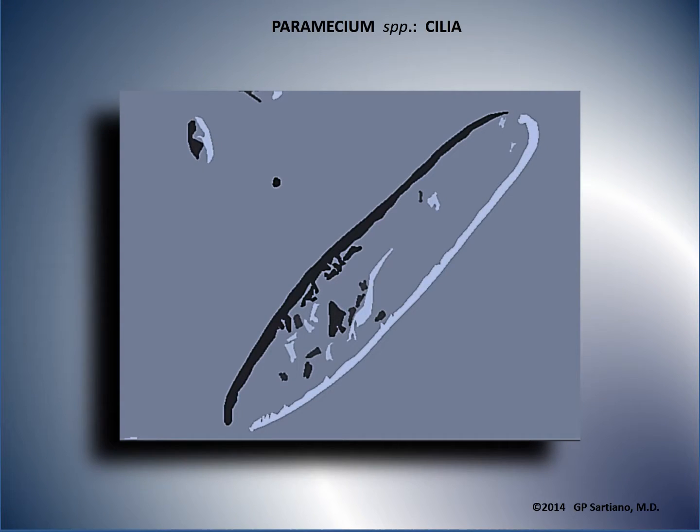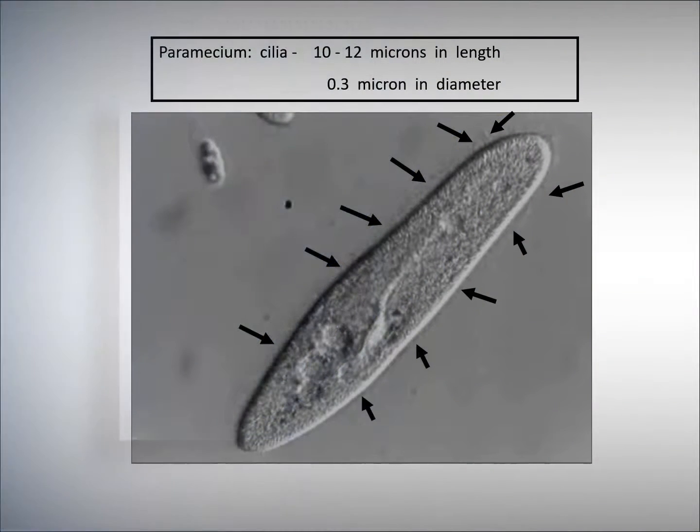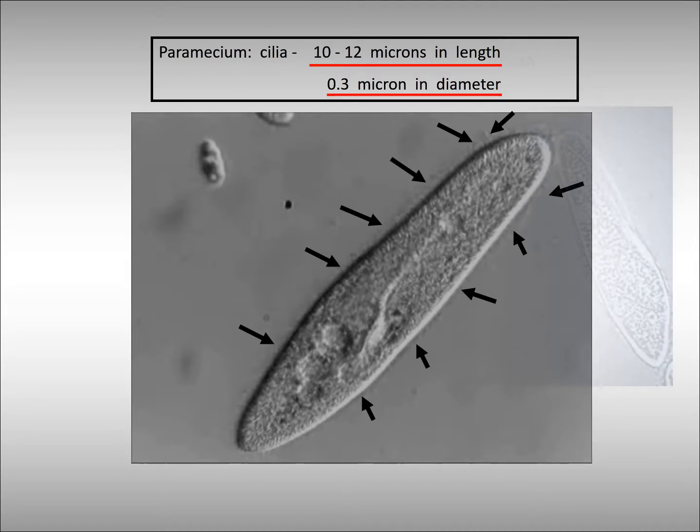This program involves the general ciliation of a number of species of Paramecium. In general, the cilia of Paramecium are about 10 to 12 microns in length and 3/10 of a micron in diameter.